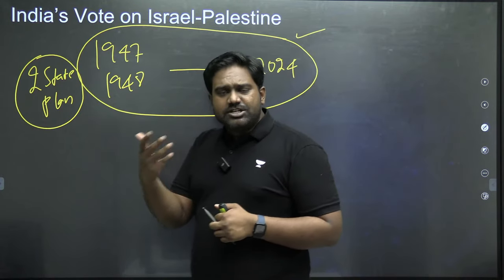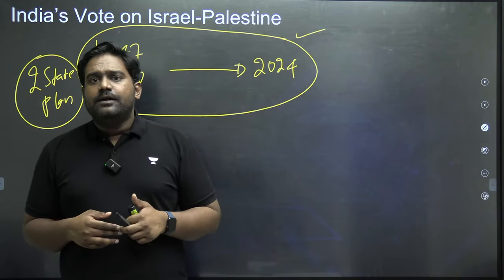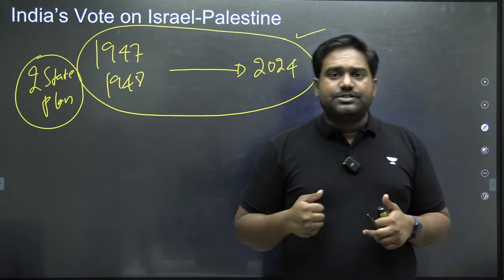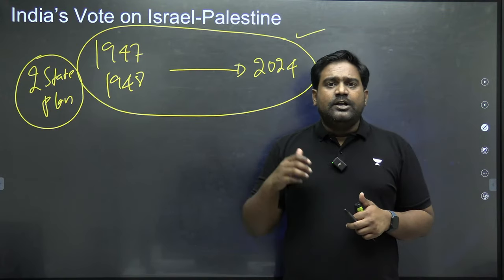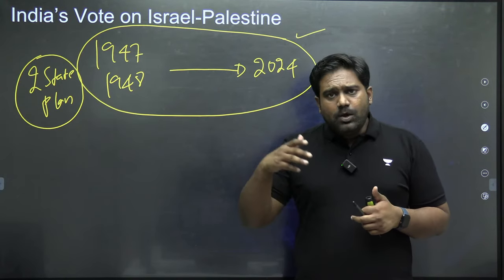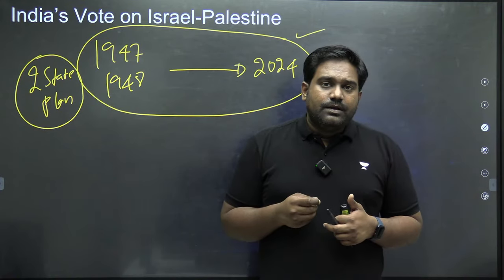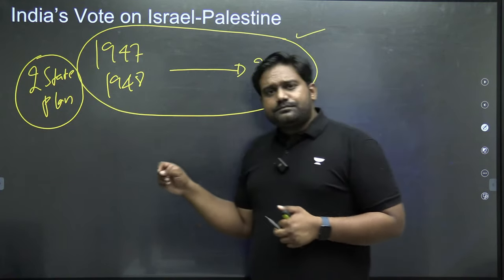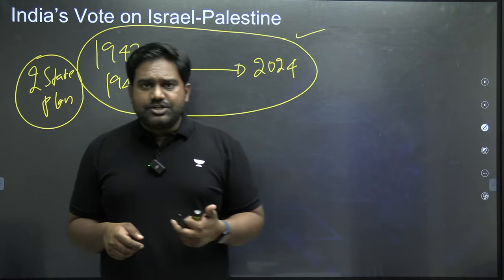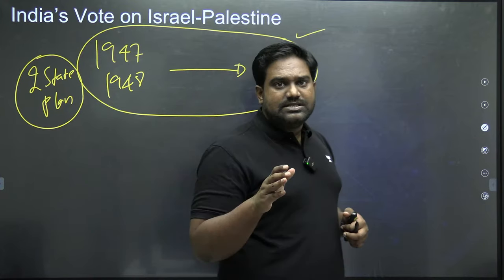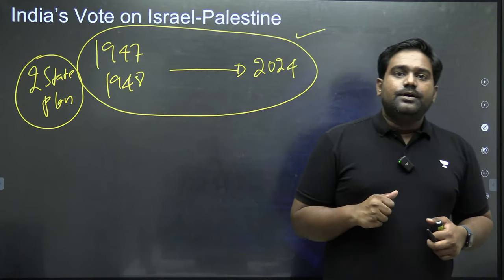But we didn't set up relations with Israel. That's another issue altogether. Due to our close ties with Arab countries and our dependency on Arab nations for oil supplies, we didn't want to antagonize the Arab states, and we did not set up official ties with Israel until 1992. But despite that, India has built very close relations in the last three decades with Israel while maintaining a consistent ideological support for the Palestinian cause.